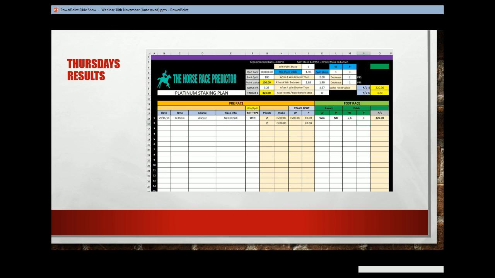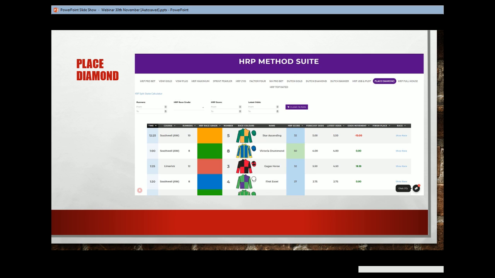While the questions come through, because there's a time delay, what we're going to be doing on the remainder of this session is have a little look at the football predictor, and I'm going to show you the Place Diamond section in HRP, because this is a new method. I've also got some very exciting news about things we're going to be offering for all of you in the coming weeks, and some standout news about a Boxing Day bonanza we've got planned for you. Okay, any questions? Let's have a look at Place Diamond while those questions come through.